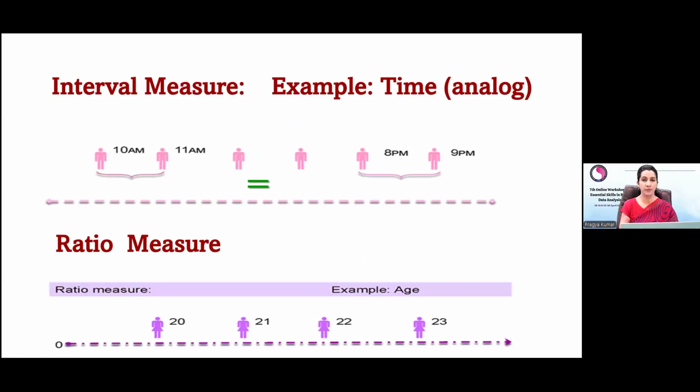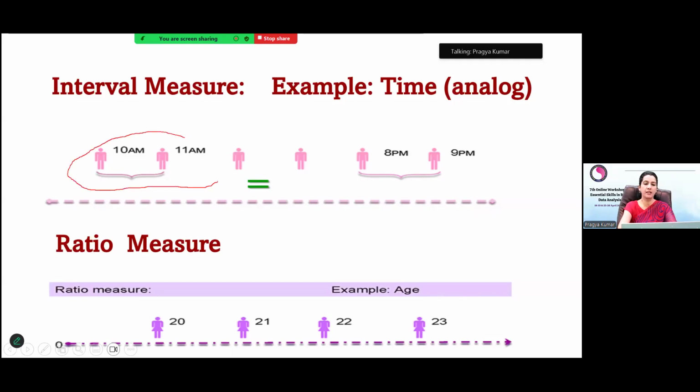Third comes your interval measurement. The example of interval measurement is time. You say it is 10 and 11 a.m., and then 8 p.m. and 9 p.m. The difference between 10 and 11 a.m. is 1 hour, and the difference between 8 and 9 p.m. is also 1 hour. That's why we say the difference is the same, and we call it an interval measurement. That means the difference between these two is the same, but it doesn't have an absolute zero. What do we mean by absolute zero? We'll see in the subsequent slide. Just hold for some time.